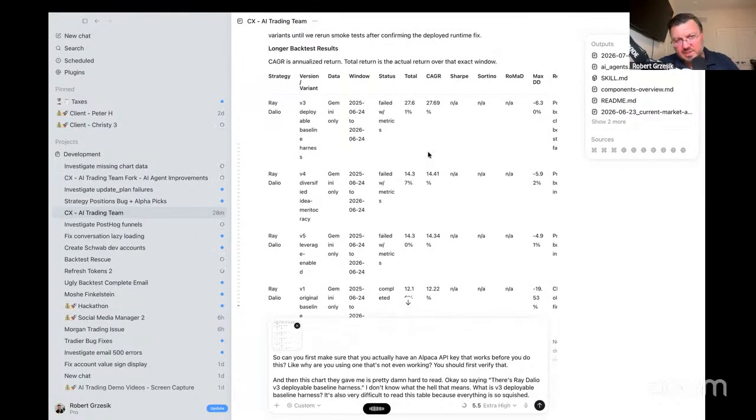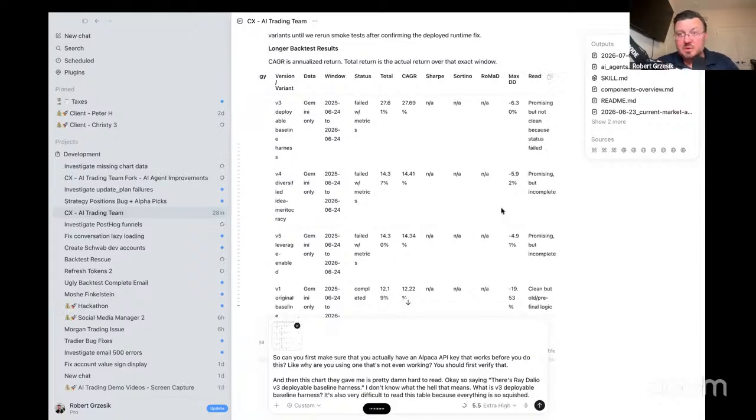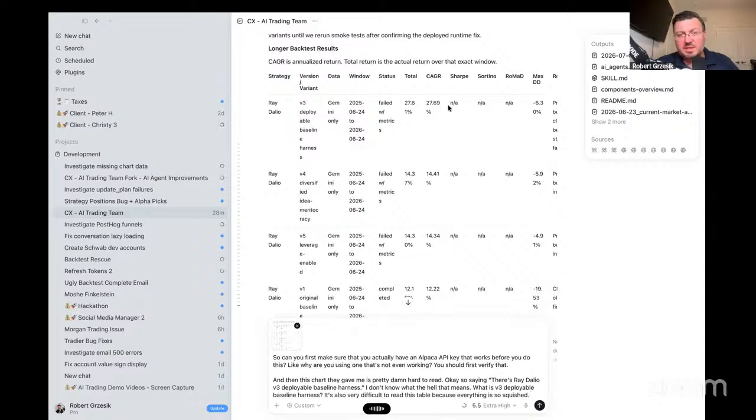I got several of these Ray Dalios, but it's not very clear what each one of them does, and it's very hard to read the chart. I really only care about the CAGR and the max drawdown. I don't care about Sharpe, Sortino, or Romad. But I'm also wondering why those are coming back as NA. But yeah, I care about the CAGR and the max drawdown.